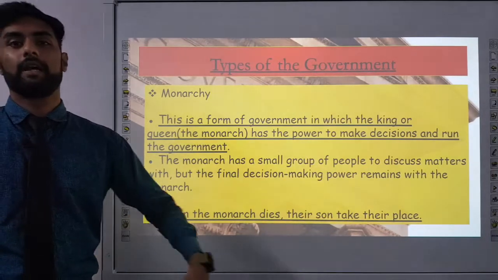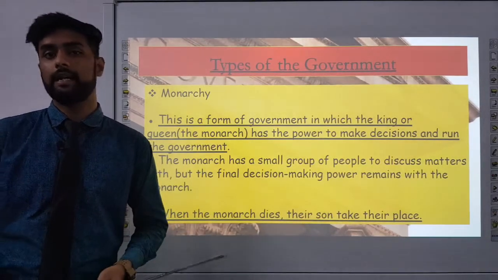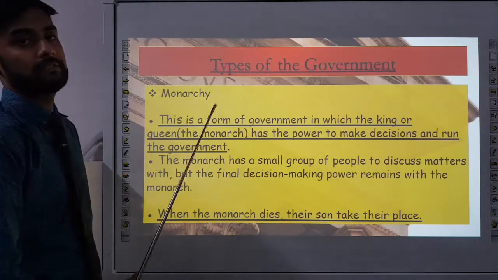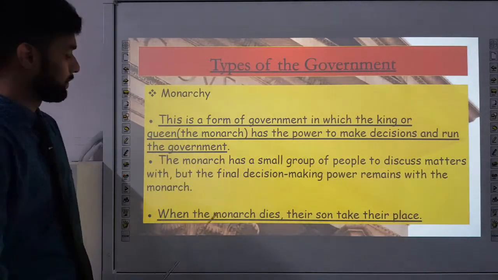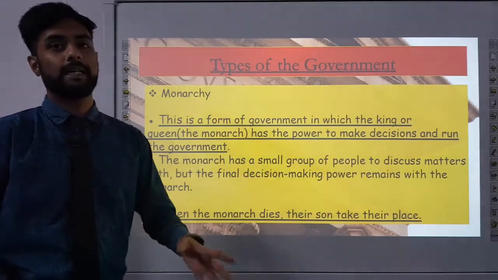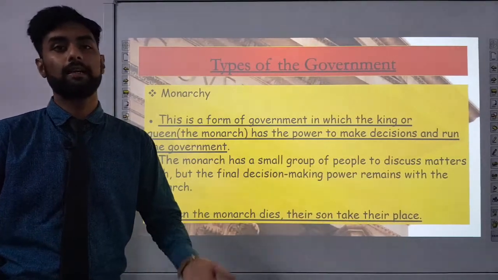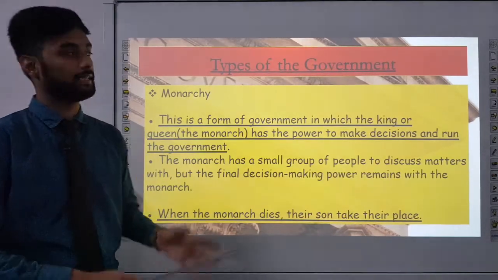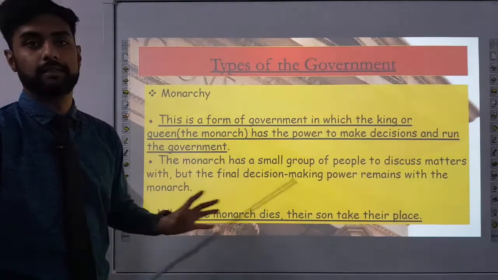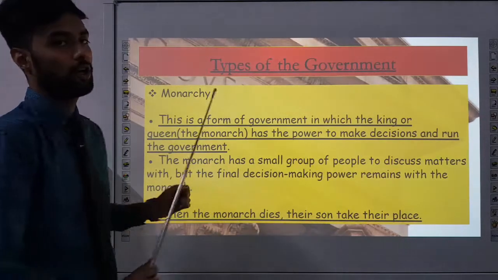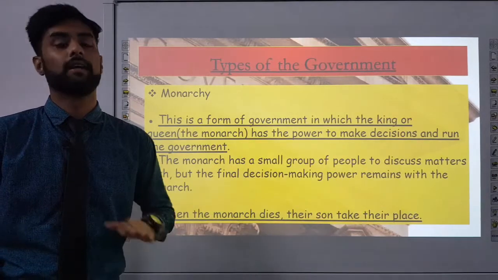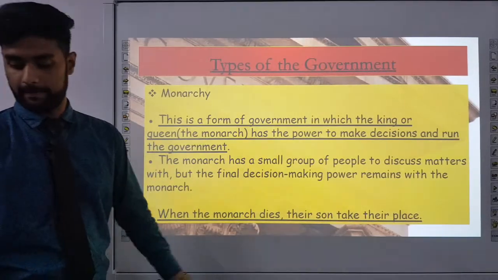The king has a great court in which a lot of people sit and he takes advice from all of them, right? But in the end, who makes the final decision? Only the king. And when the monarch dies, their son takes their place. Supposedly a king dies, then who will become the next king? His son, the prince. Okay, this is how a monarchy functions. Means the absolute power, सारी power किसके पास होती है? King और queen के पास. And whatever decision they want to make, they don't have to answer to anybody.